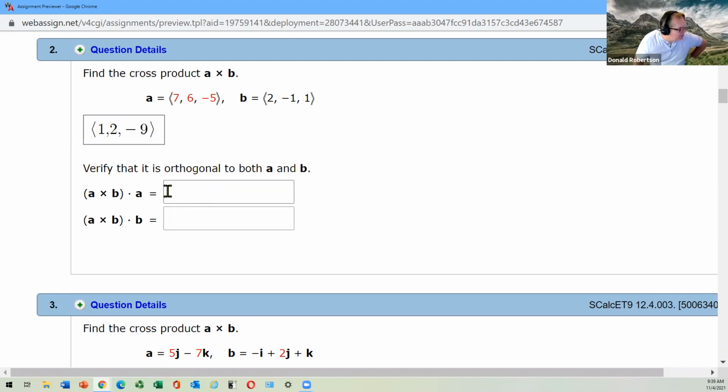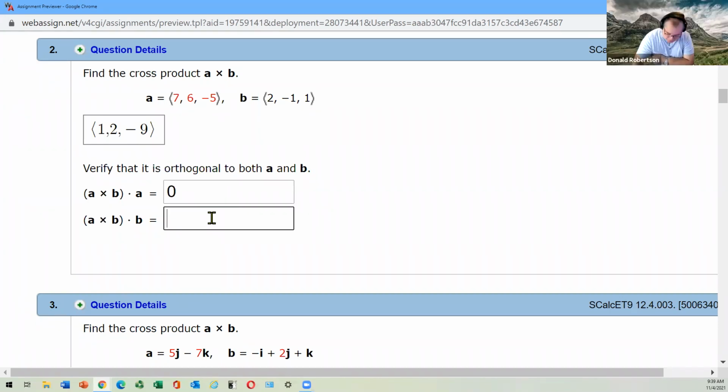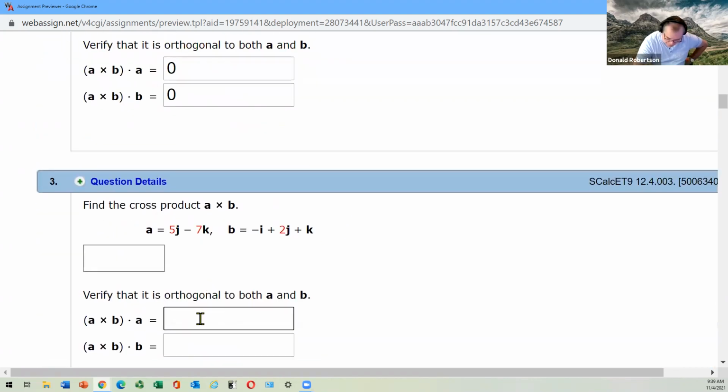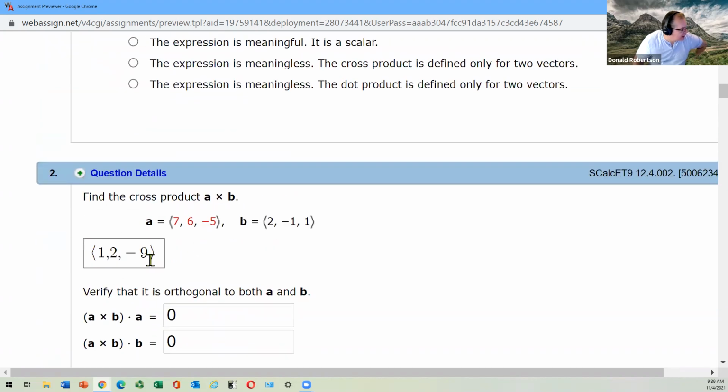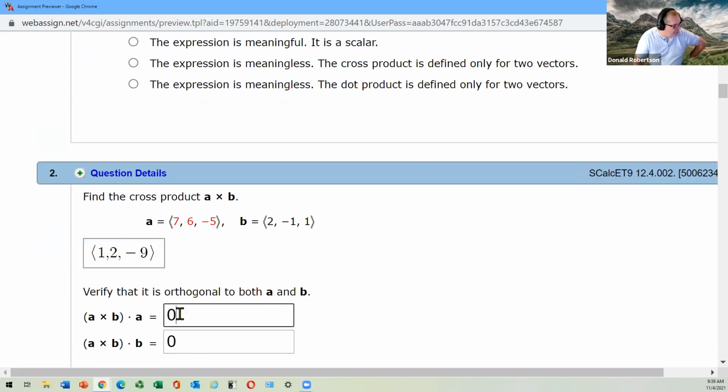Right. Now, let's just pretend that that was the right answer. What is the answer to that calculation? A cross B dot product A. What will the answer be? 0. It'll be 0. And if you do it with the other one, won't it be 0? So I could imagine that you're probably just going to go 0 and 0. Of course, if you get this wrong, won't this not be 0?